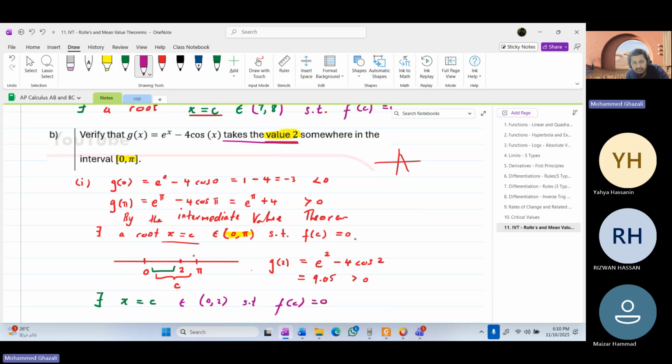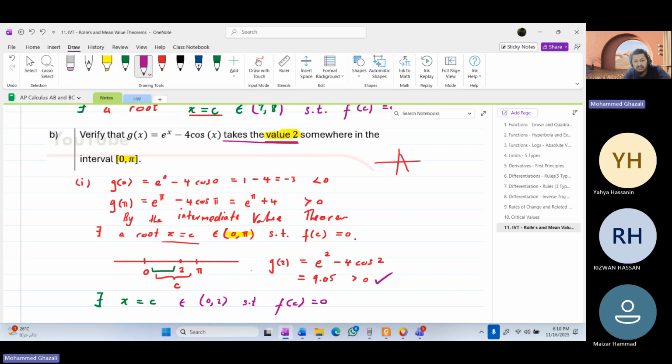Do you understand? Before it was 0, which makes no sense, pi, but now because we substituted 2 inside, we also got a positive answer. So we rather take this. What's the idea of the intermediate value theorem? To squeeze the answer into the shortest interval.